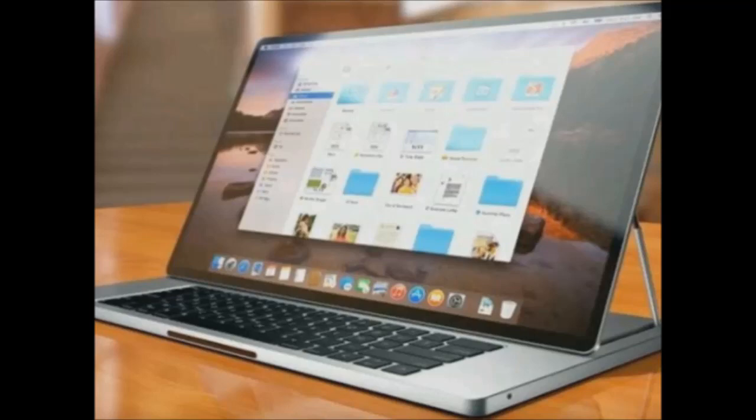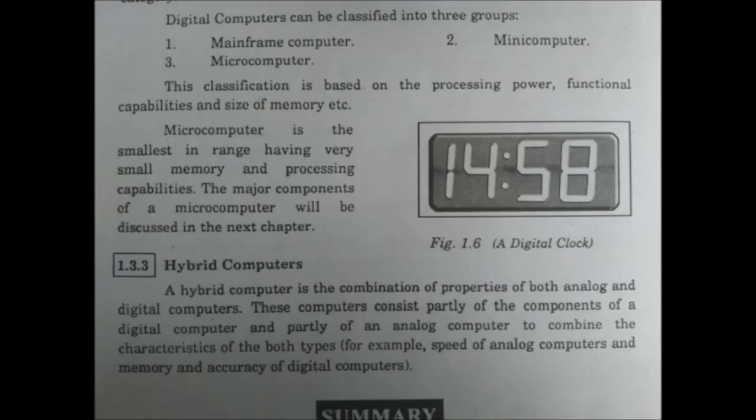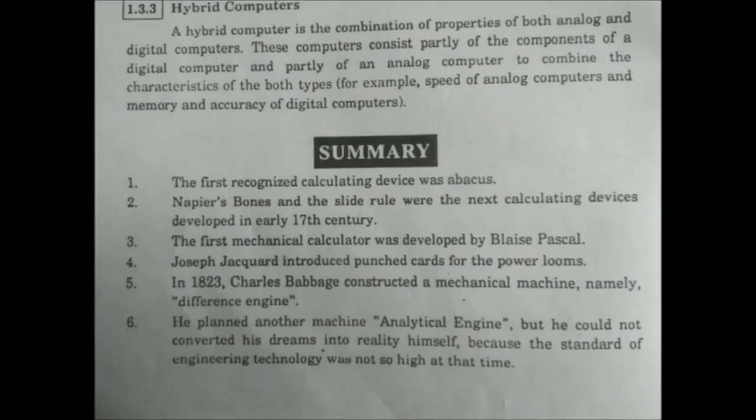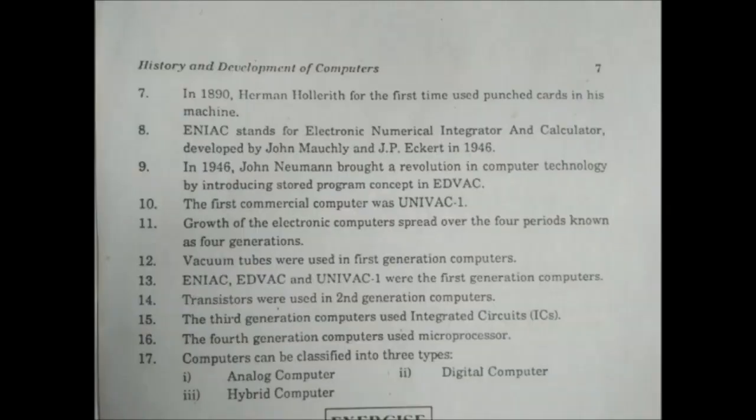Now here, the explanation of the chapter ends. On page number 6, there is a summary given in which the chapter is explained very shortly. Just read that summary so you will understand the chapter more clearly. I hope that you understood the chapter clearly.